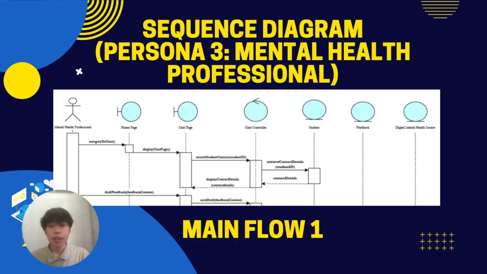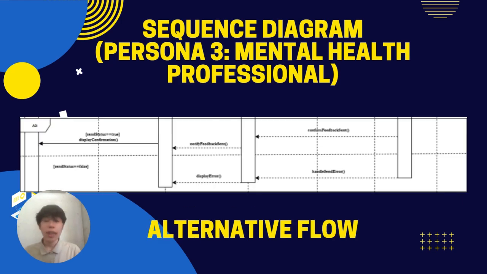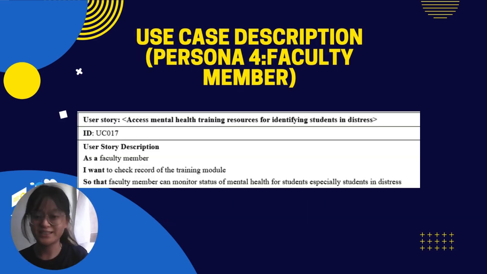So, this is the sequence diagram for the main flow 1, where it interacts with the mental health professional, the home page, the chat controller, as well as the students, the feedback, as well as the digital mental health resource. As for this slide, this is the sequence diagram for the second main flow of the use case. As for this slide, this sequence diagram shows the alternate flow of the use case as mentioned during the activity diagram. So, in this slide, the sequence diagram shows the exception flow of the use case as mentioned at the activity diagram earlier.